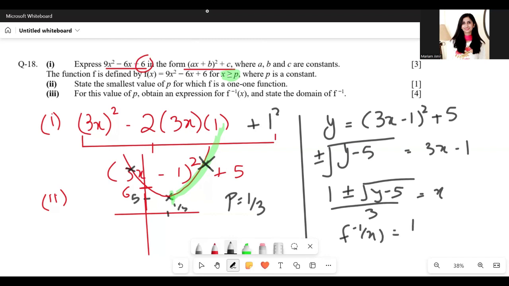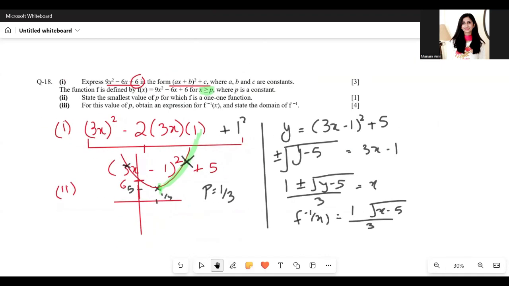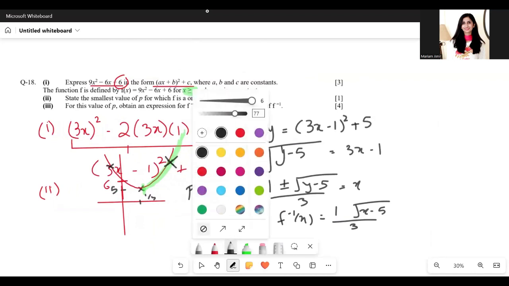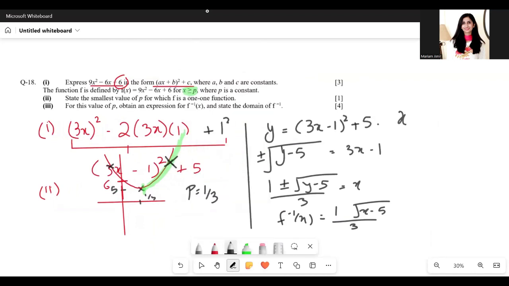Now we have to decide whether we'll choose the positive sign or the negative sign in between. What was the domain of f of x? The domain of f of x is greater than or equal to p. So greater than or equal to, we got 1 over 3 earlier. Since it's greater than or equal to some value, this will be positive. That is because the domain of f is equal to the range of f inverse of x. So if this domain is increasing, this range is going to be increasing as well.